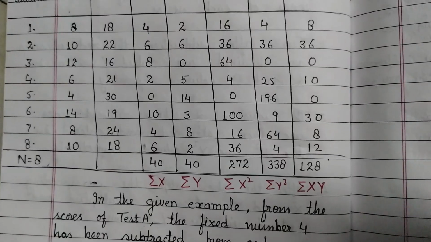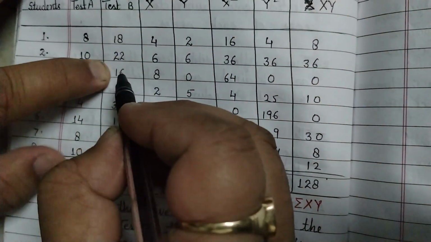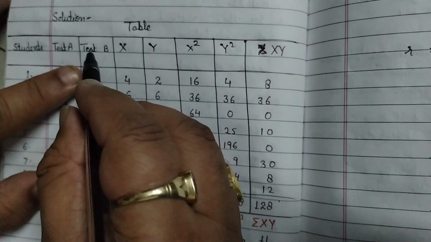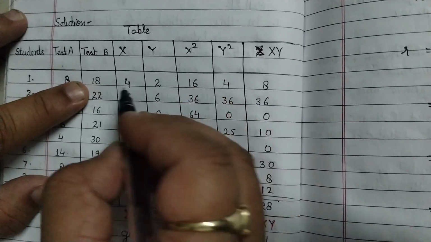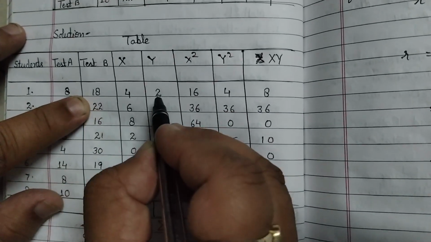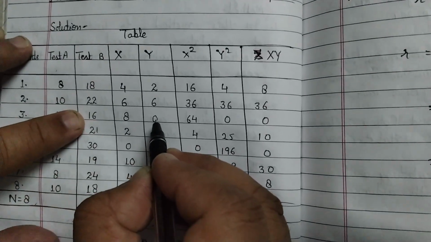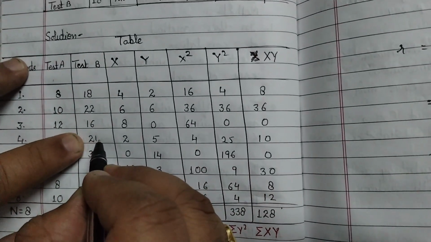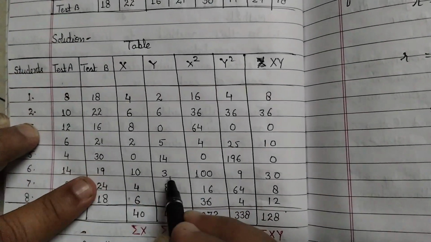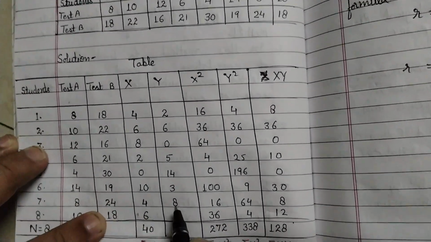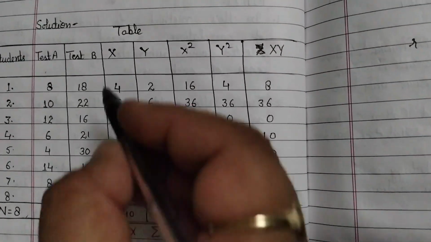Now how is the Y column prepared? Select a constant number 16 and this 16 is subtracted from each score of test B. The column so obtained is the Y column. So 18 minus 16 is 2, 22 minus 16 is 6, 16 minus 16 is 0, 21 minus 16 is 5, 30 minus 16 is 14, 19 minus 16 is 3, 24 minus 16 is 8, 18 minus 16 is 2. Now sum up all these values.